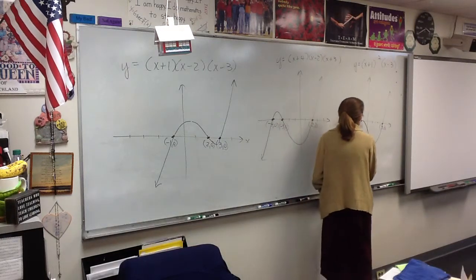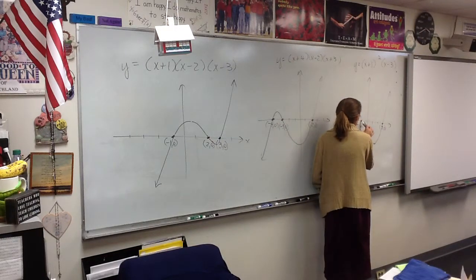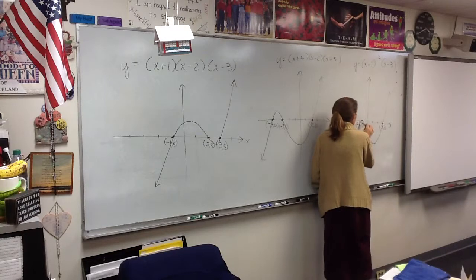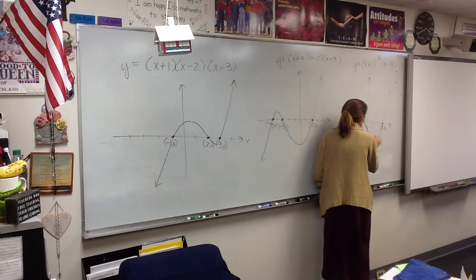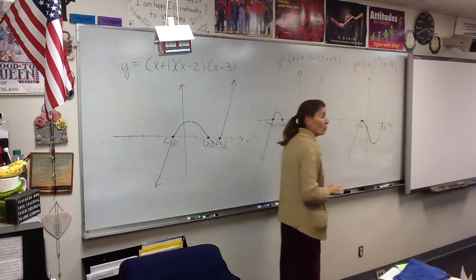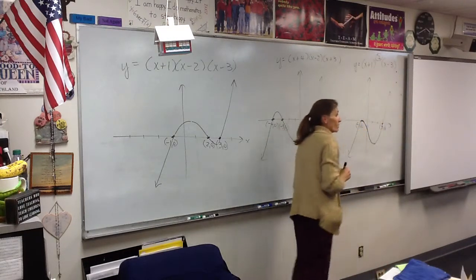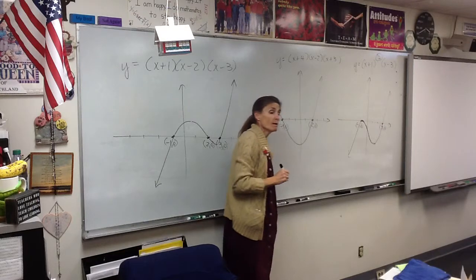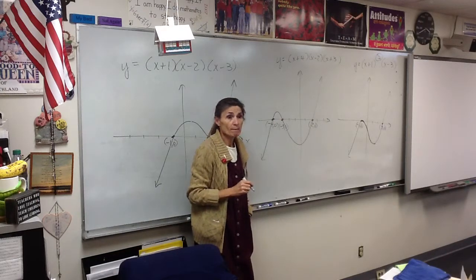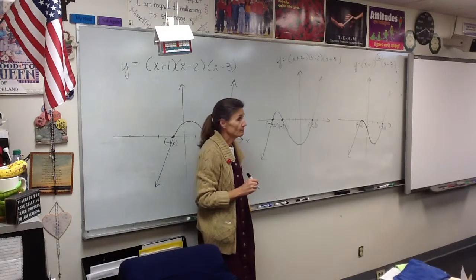So I come up from the bottom, just like I always do with the cube. But when I hit that point, instead of going through, I have to bounce off. Why do I bounce off? Because it's a square. Wherever the squared factor is, you're going to bounce off.